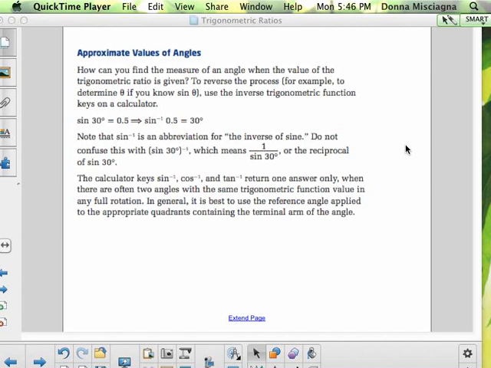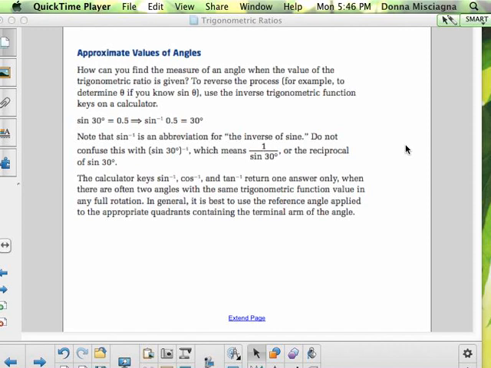Approximate values of angles. How can you find the measure of an angle when the value of the trigonometric ratio is given? To reverse the process, for instance, to find the measure of theta, the measure of the angle, if we know the value of the ratio, we can use inverse trig functions on the calculator.